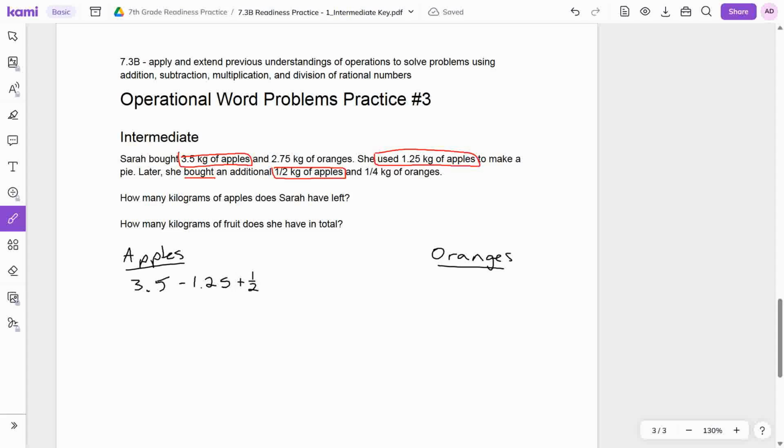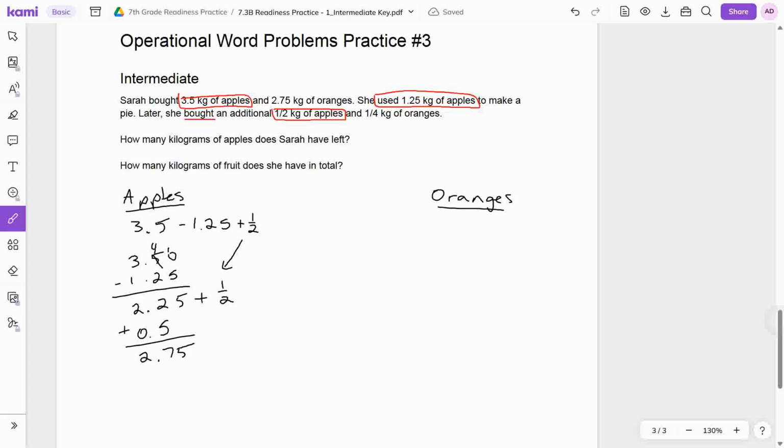I could go ahead and subtract those two, right? 3.5 minus 1.25. Let's make sure we add our 0 here to make it 3.50. Can regroup. That's 2.25. So now I've got my 2.25. And then I need to bring this down, right? Plus 1/2. Well, I need to convert that into a decimal. And so what is 1/2 as a decimal? Well, we learned in 6th grade our benchmark fractions, and that's 0.5. So let me just add right there. And I'm going to get 2.75.